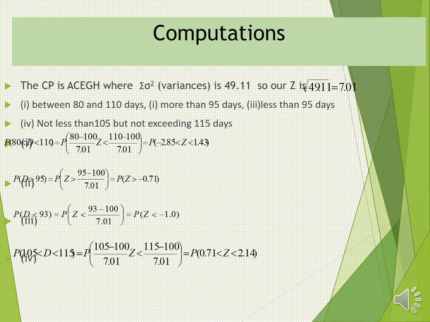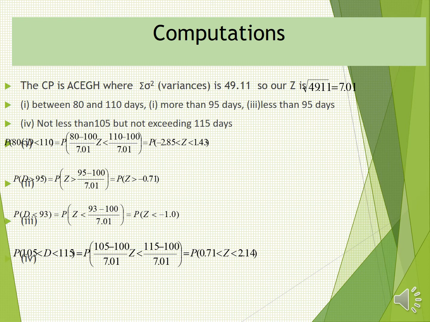So we want to get the probability that the project is completed between 80 and 110 days, or in more than 95 days, or in less than 93 days, or not less than 105 but not exceeding 115 days. So this is the probability of 80 less than D less than 110.